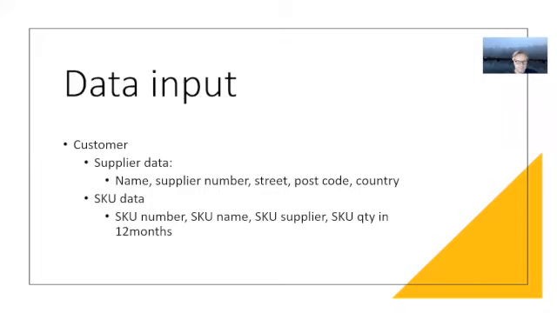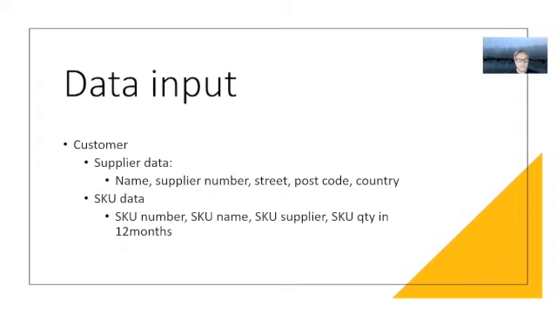So the data input we need to do this kind of supply chain mapping, that's not very complex. We basically need supplier data, that is the name of your supplier, supplier number, street, postcode, country, and that is to put the points on the map where your supplier is.